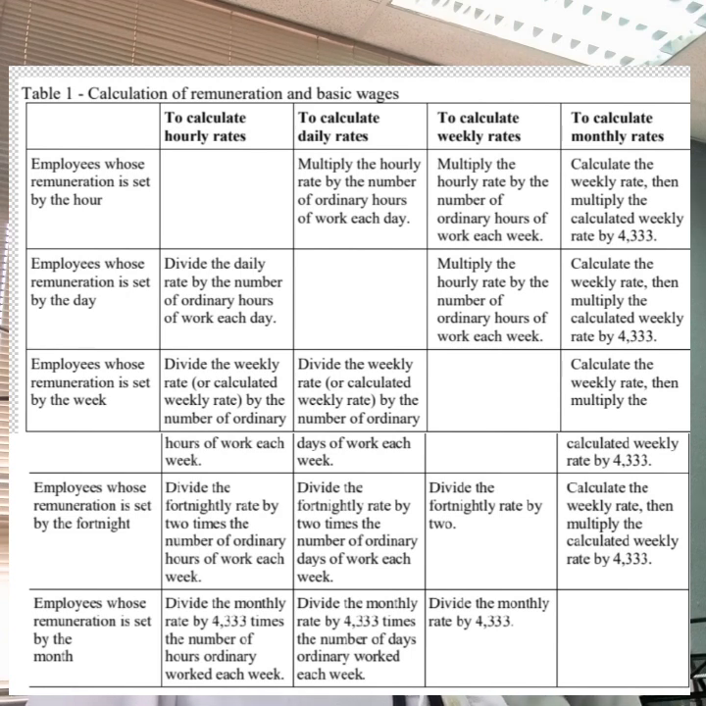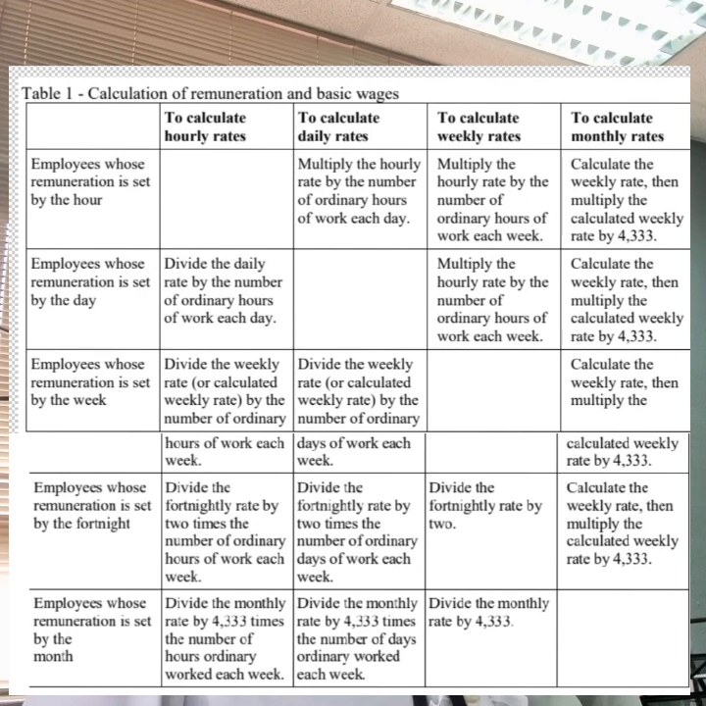For employees whose remuneration is set by the day, in order to get the hourly rate, divide the daily rate by the number of ordinary hours of work each day. To get the weekly rate, multiply the hourly rate by the number of ordinary hours of work each week. And to get the monthly rate, calculate the weekly rate, then multiply the calculated weekly rate by 4.333.